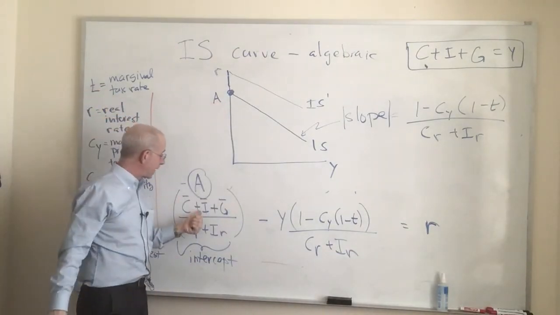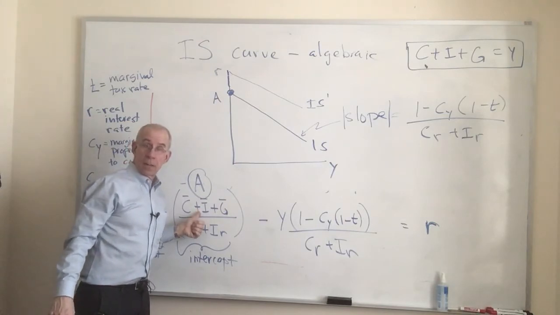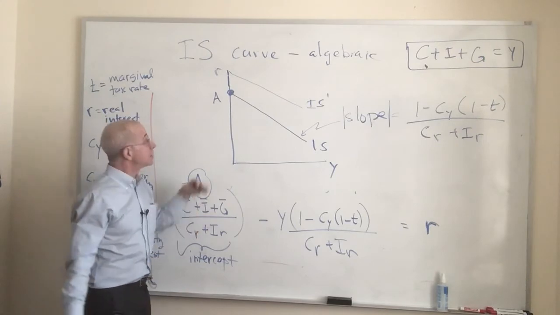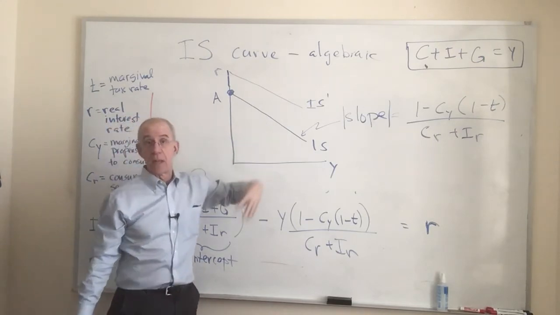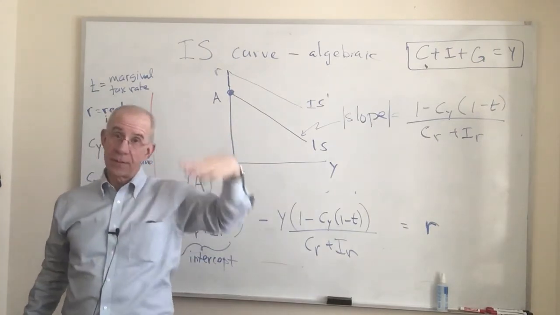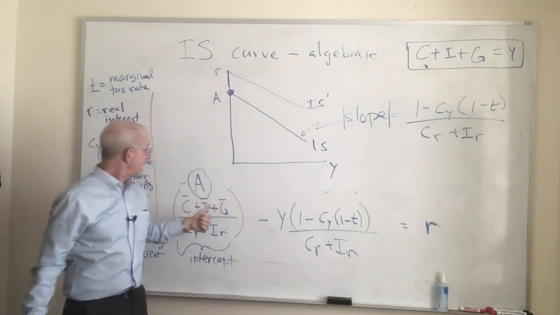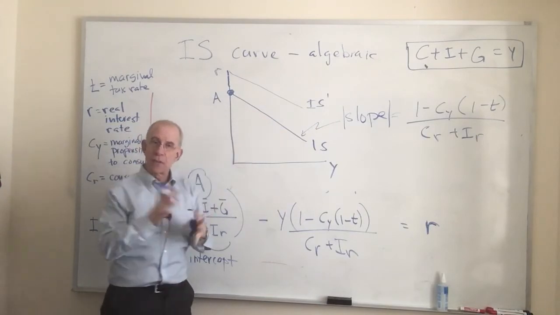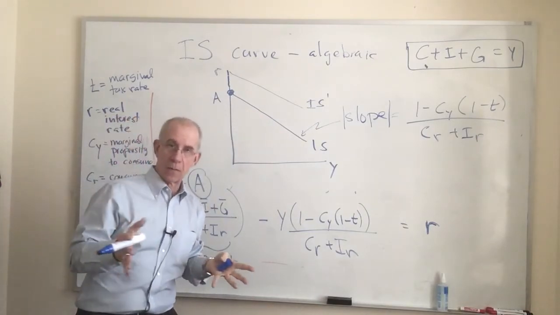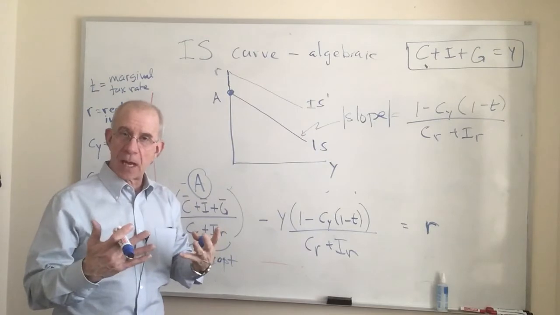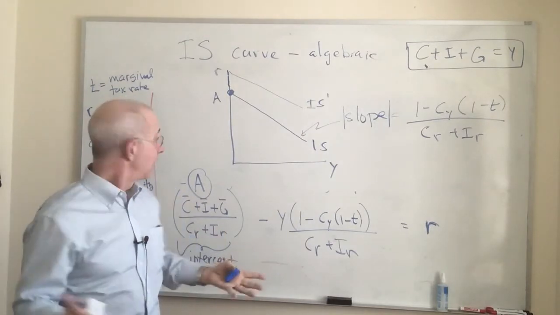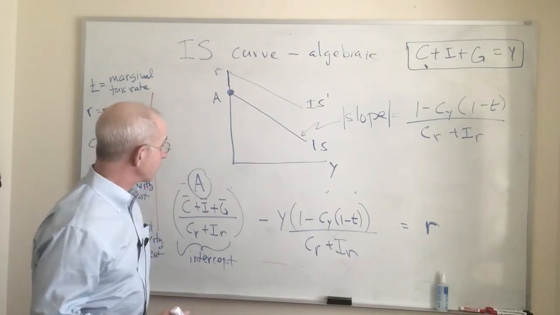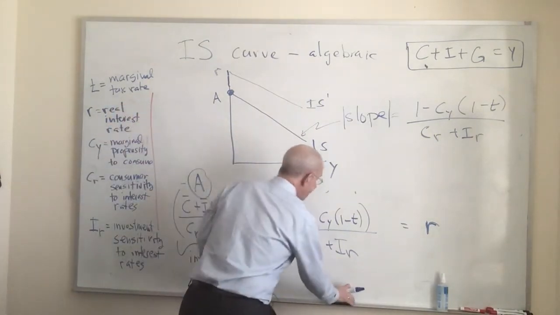A change in investors' sentiment about the future works the same way. If they are more optimistic, it shifts the IS curve up. If they're more pessimistic about the future, it shifts it down. If there's an increase in government spending, it shifts the IS curve up. So the things that we've learned about in a previous video about what shifts the IS curve, it's still true, okay? It's just expressed in a bit more formal terms, okay?